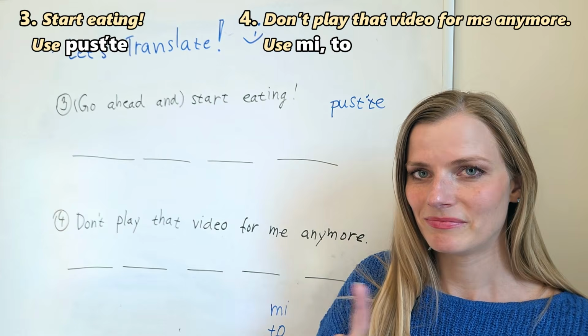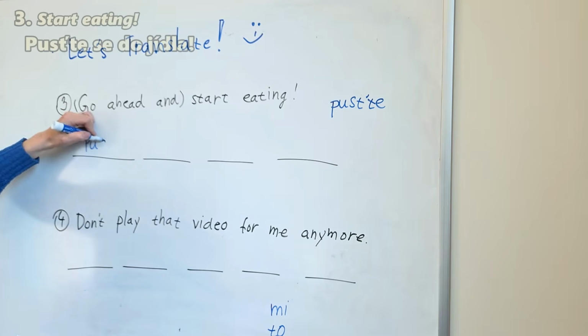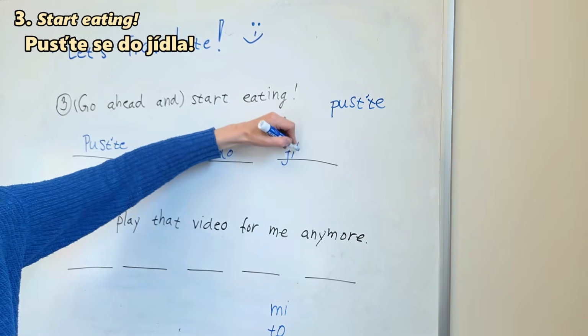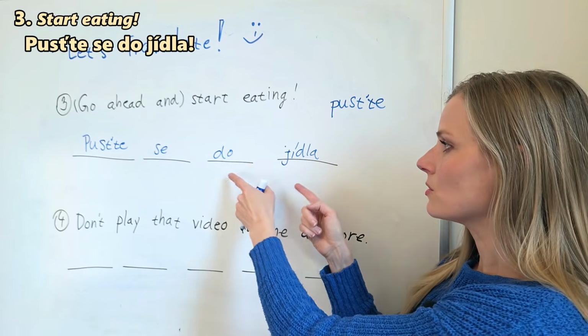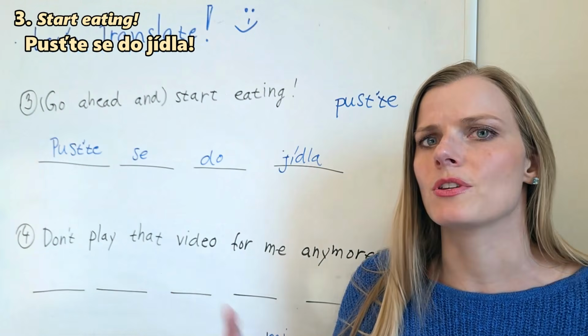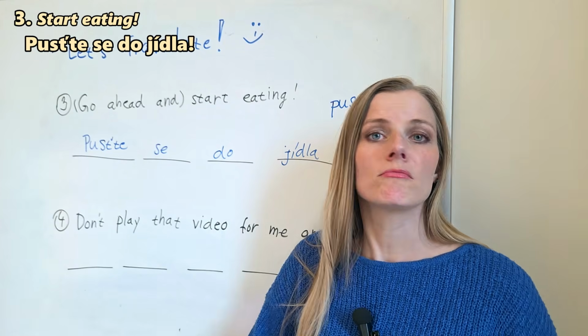Pause the video and let's check it. Start eating. We start with the verb. Pusťte se do jídla. Jídlo is the nominative case, it means food. Do jídla, this is in the genitive case. Pusťte se do jídla. Go ahead and start eating. A natural and informal way of saying let's eat.